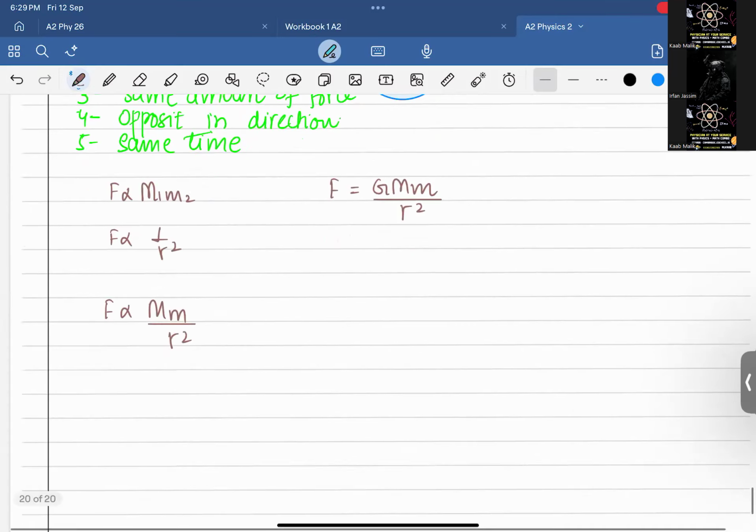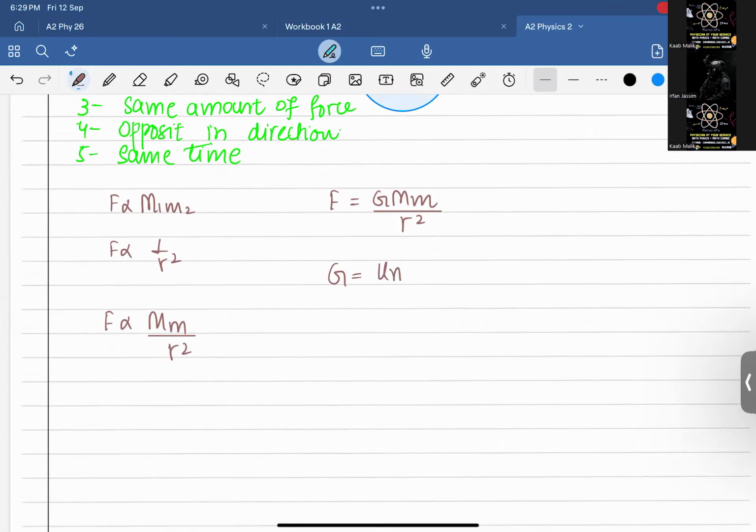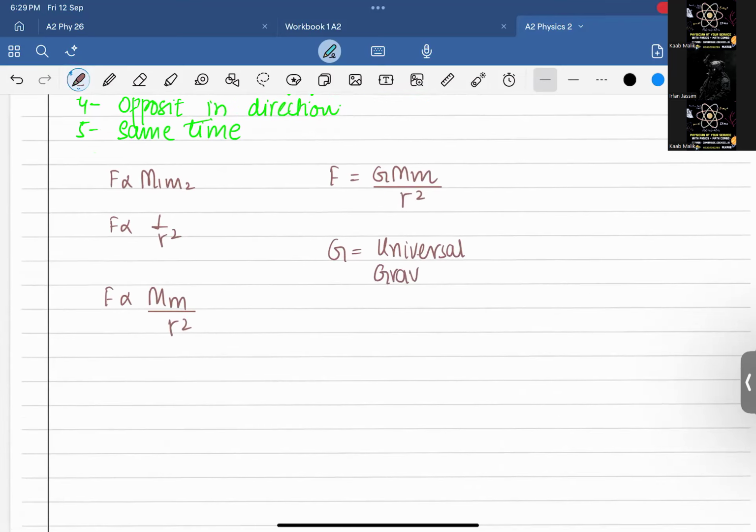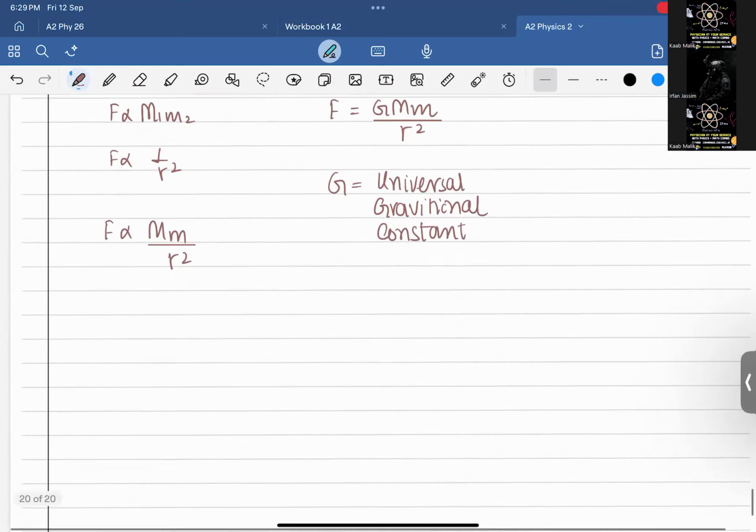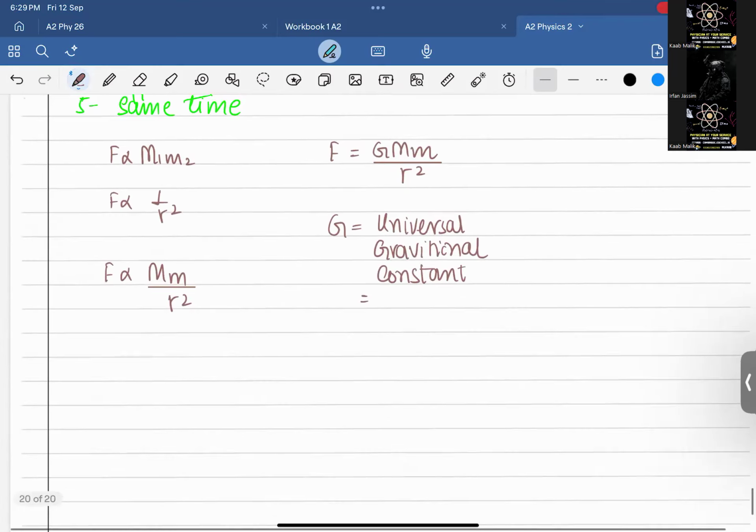Where G is a gravitational constant. So this is the universal gravitational constant. How did you get this? F is directly proportional to m1 into m2 over r square. I just combined these two things. Okay, that's how.